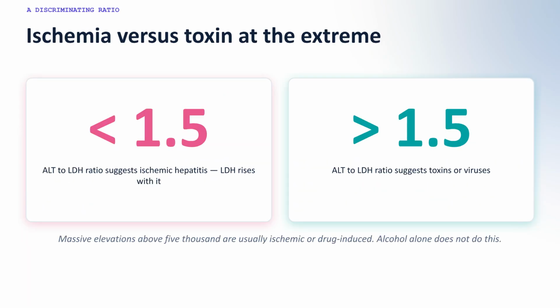Here is a discriminating ratio worth carrying. In ischemic hepatitis, the lactate dehydrogenase rises along with the aminotransferases because the same ischemic insult damages many tissues. So the ratio of alanine aminotransferase to lactate dehydrogenase runs below 1.5. With toxins and viruses, the aminotransferase rises out of proportion, so the ratio runs above 1.5.